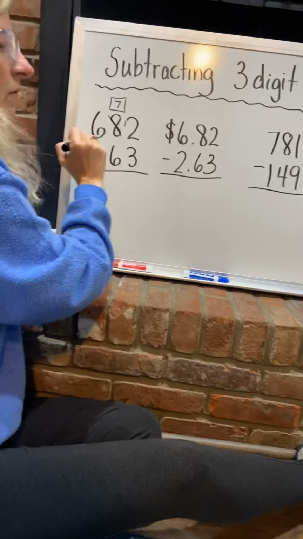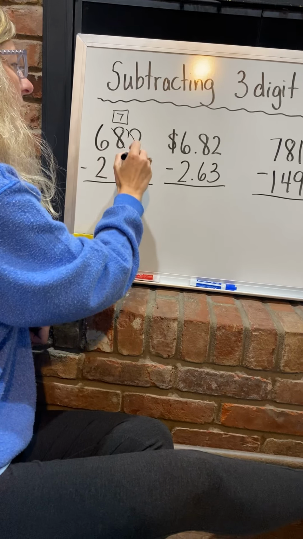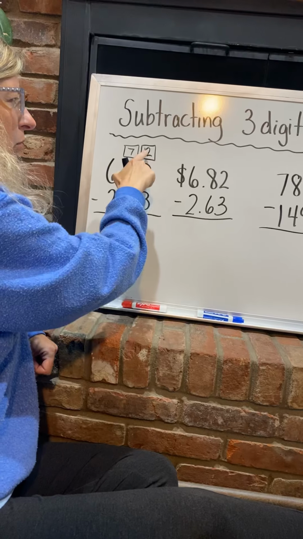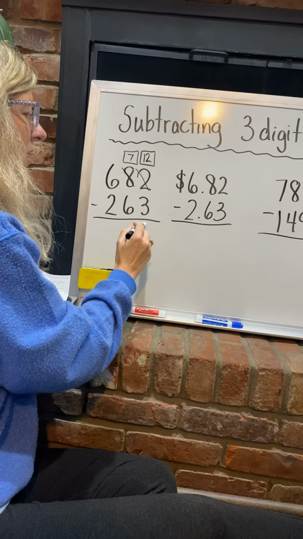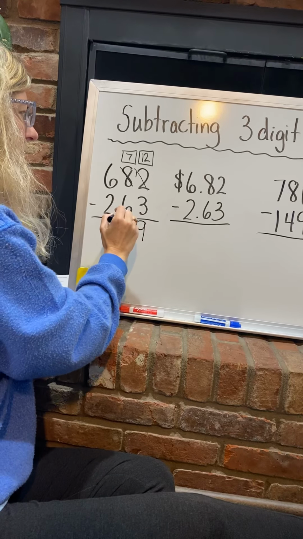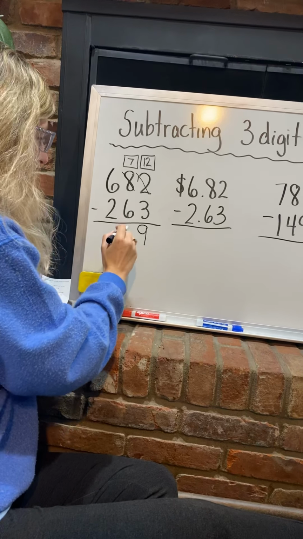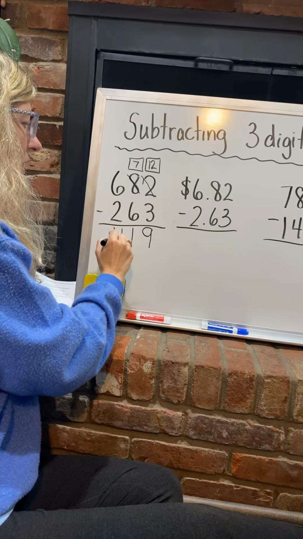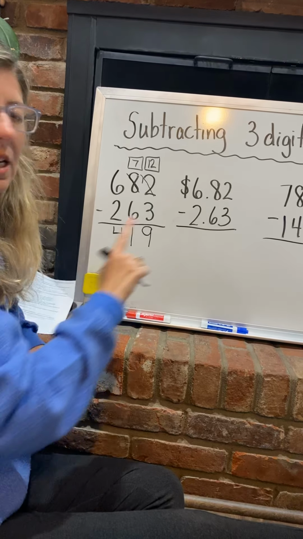Sometimes I put a little 1 in front of it. That's the number 12. Cross off the 2. Make it a 12. Now we can subtract. What's 12 minus 3? 9. And what's 7 minus 6? 1. And then 6 minus 2 is 4. So the answer is 419.